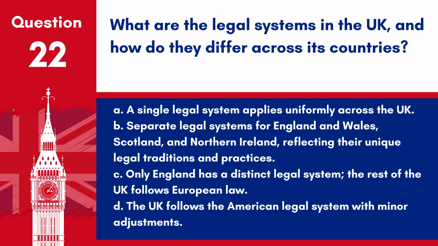Question 22. What are the legal systems in the UK, and how do they differ across its countries? A. A single legal system applies uniformly across the UK. B. Separate legal systems for England and Wales, Scotland, and Northern Ireland, reflecting their unique legal traditions and practices. C. Only England has a distinct legal system. The rest of the UK follows European law. D. The UK follows the American legal system with minor adjustments.